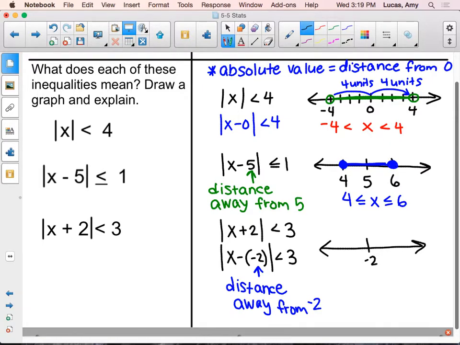So I start with -2. If I move to the right, it would be -1, 0, and then +1. And if I move to the left, it's a little easier, -3, -4, -5. So my graph should have an open circle on each of those and connected in between. So the distance away from -2 has to be less than 3. So less than 3 units away, so there are open circles. So -5 is less than x is less than 1. That would be my interval inequality.